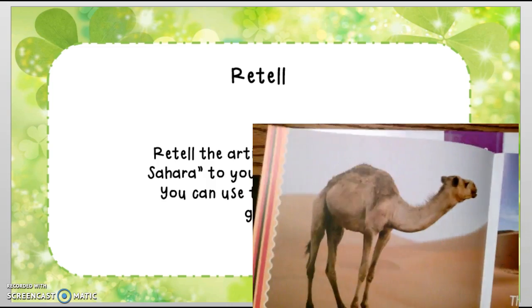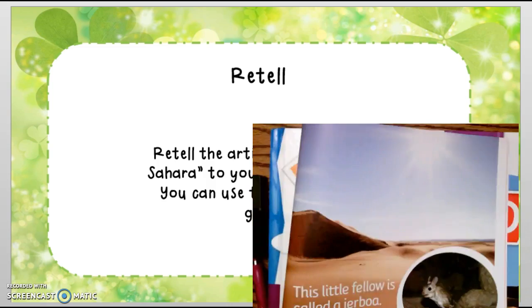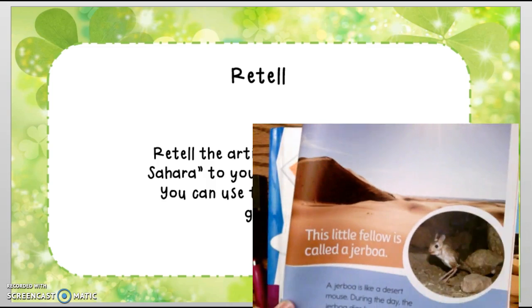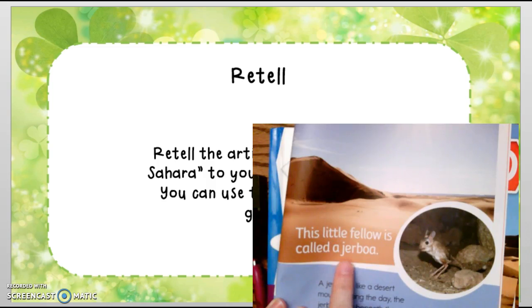Now let's look at page 27. Let's look right here. This sentence says that this animal is called a jerboa. How does the picture next to it help you understand what a jerboa is? Okay, this says this little fella is called a jerboa. How does this picture help us better understand what that is?